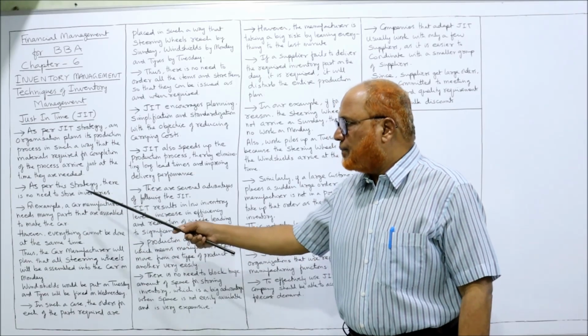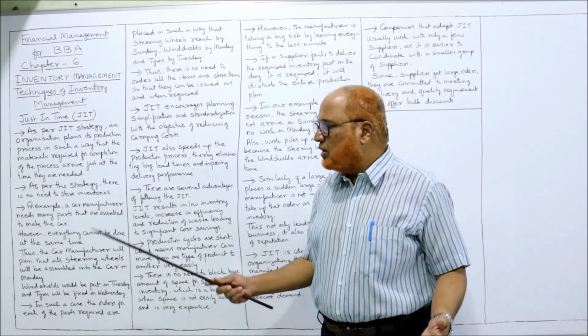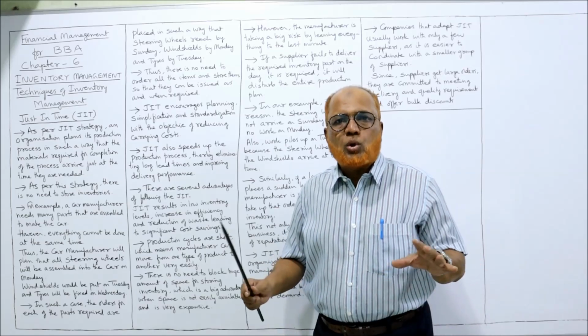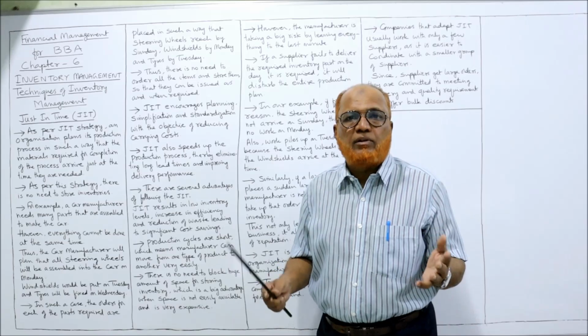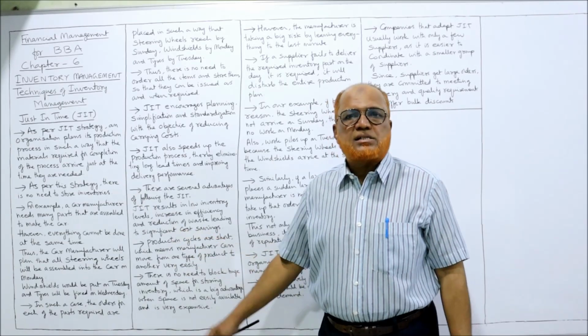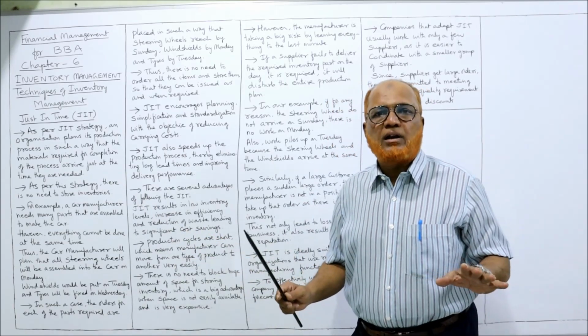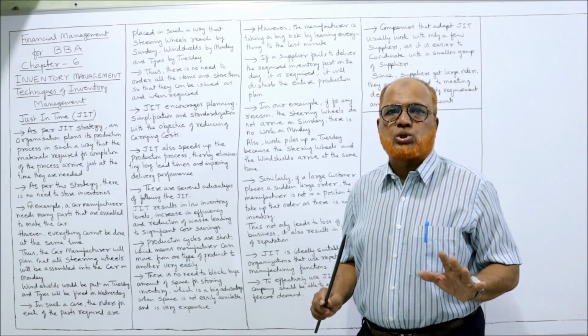As per this strategy, there is no need to store inventories. There is no stores department and no warehouse where all inventory items would normally be kept. If the JIT strategy is followed, no inventory will be held in the stores.